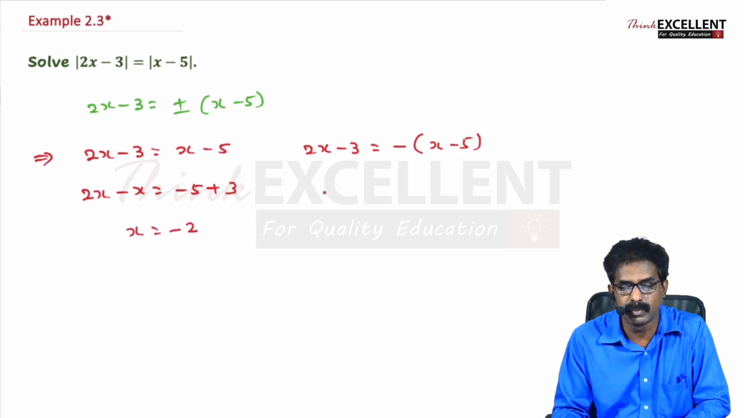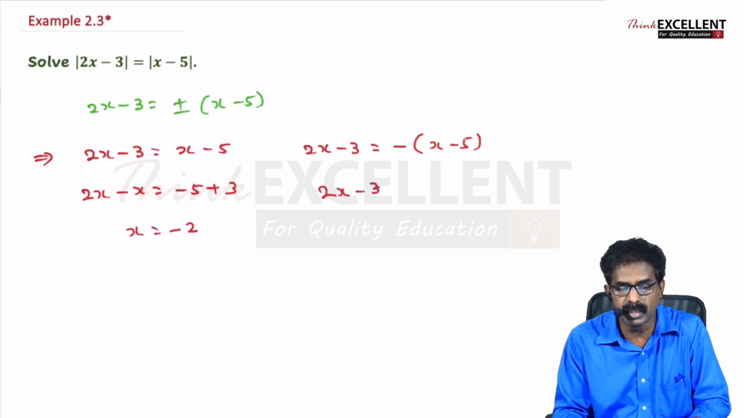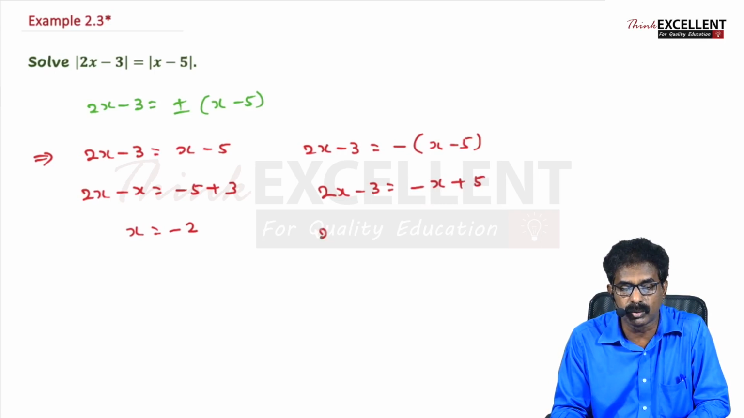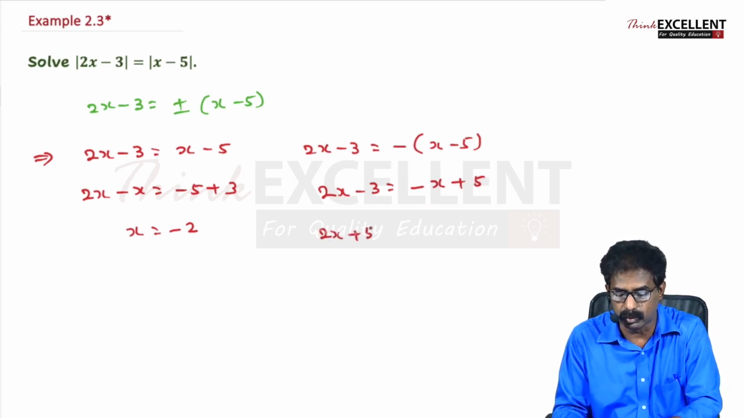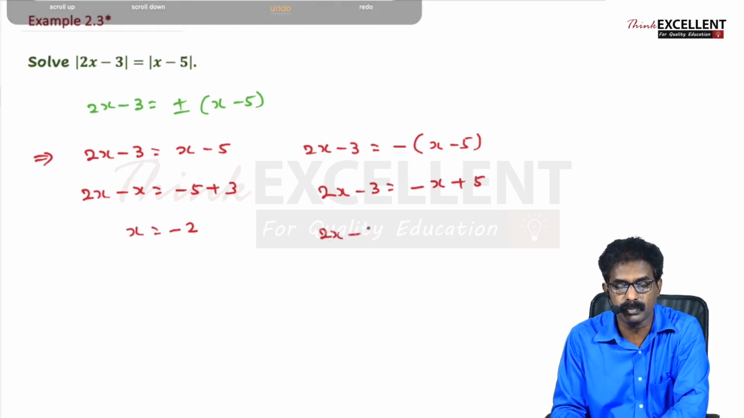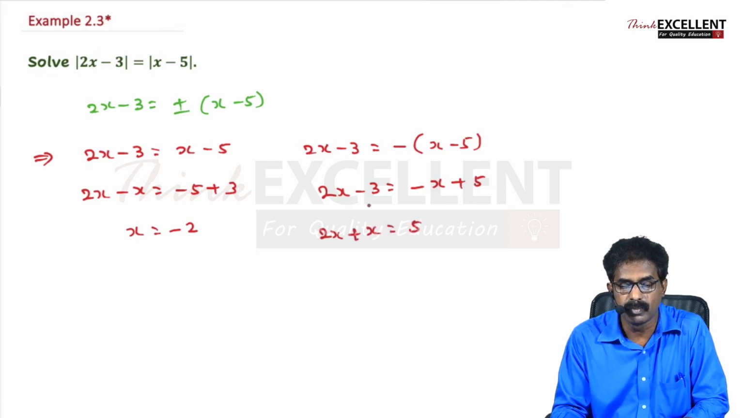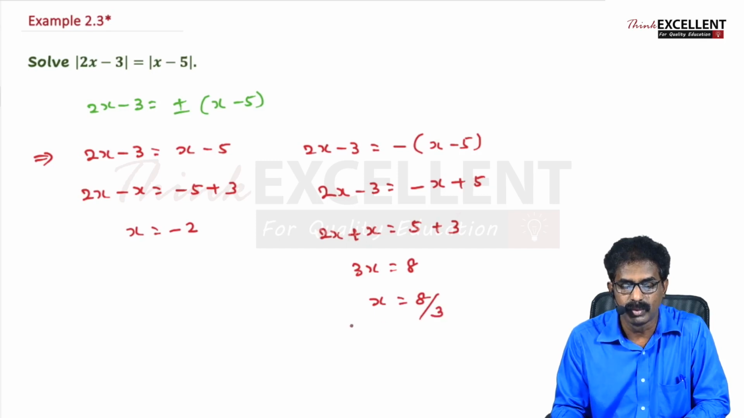That is one answer. Here 2x minus 3 is equal to, when you multiply by that minus, you get minus x plus 5. Bring that minus x to the left side, so 2x plus x equal to 5 plus 3. Take that minus 3 to the right side. So 3x equal to 8, or x equal to 8 by 3. So these are your answers.